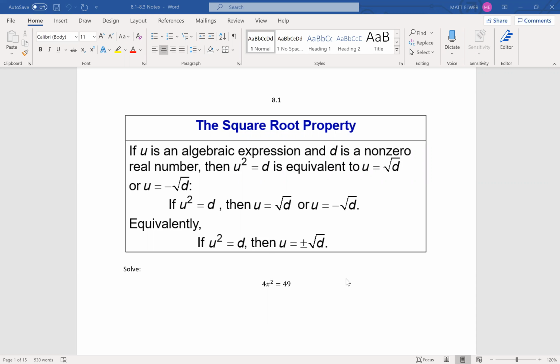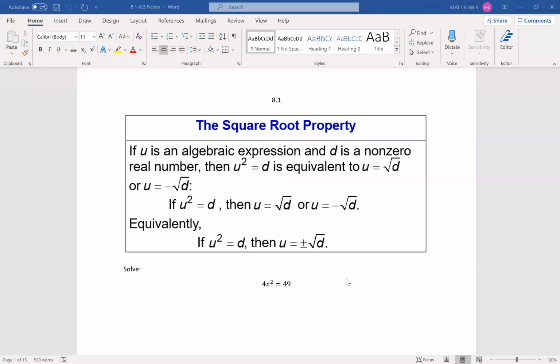So the square root property just says if u is some algebraic expression, and d is a non-zero real number, then if we have u squared equal to some number, that's equivalent to the square root of the algebraic expression being equal to the square root of d, our non-zero real number.